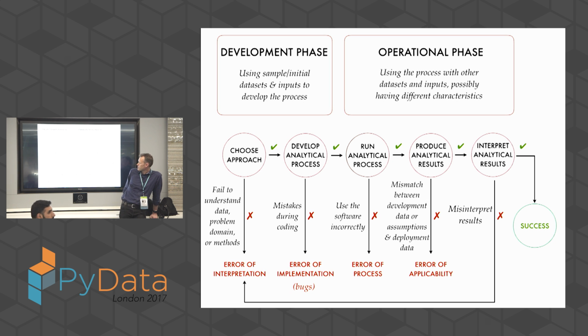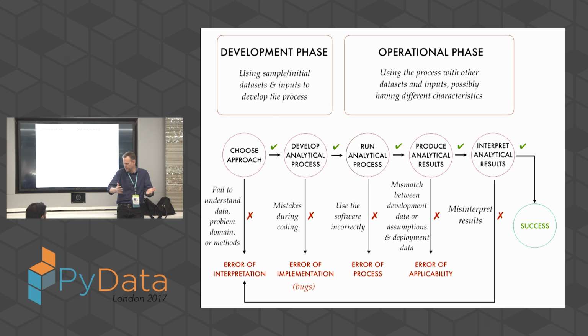Then we run our process and it produces the results of our analysis, an analytical result. A subtler thing can go wrong there, which is that there can be a mismatch between the data we're now feeding into the system and the data we originally developed it with. We're always making assumptions about the domain and the data when we build an analytical process. We have some idea of what the data is going to mean.